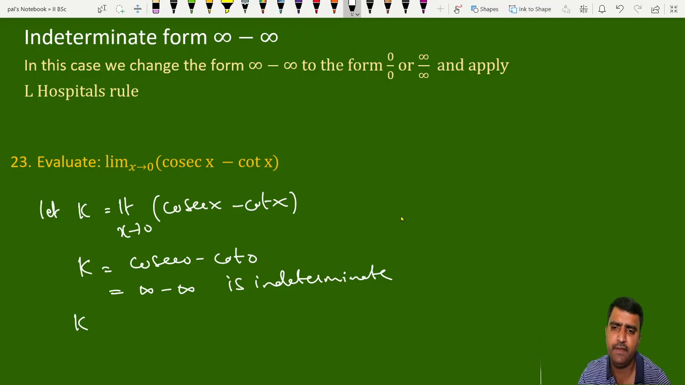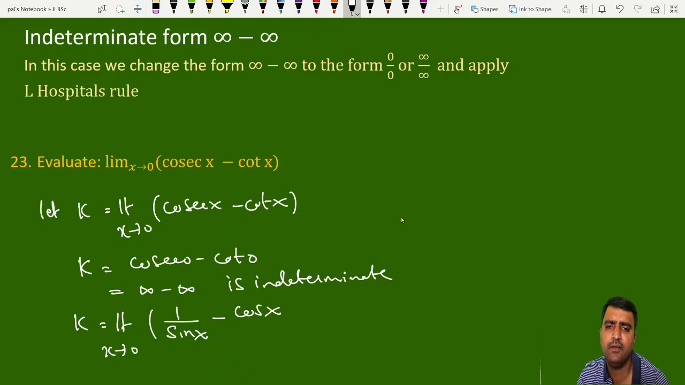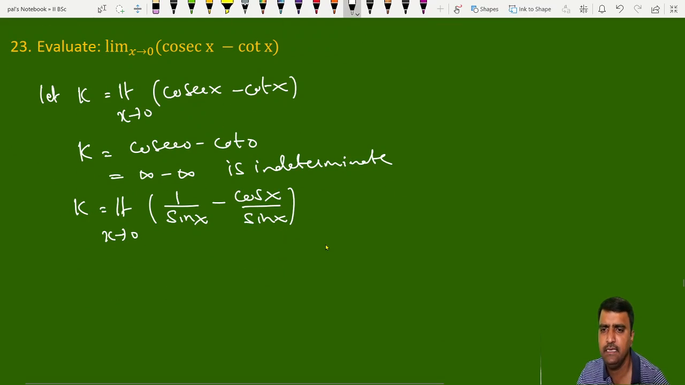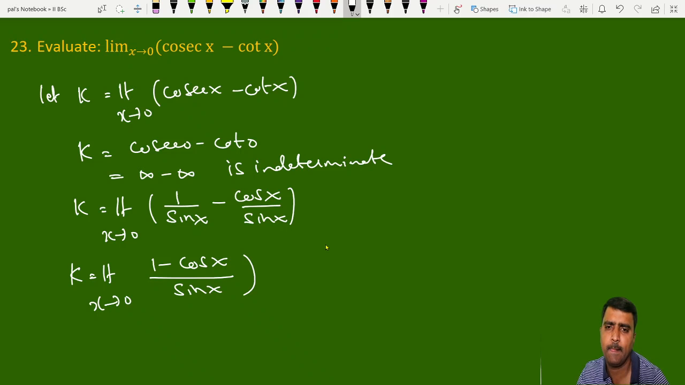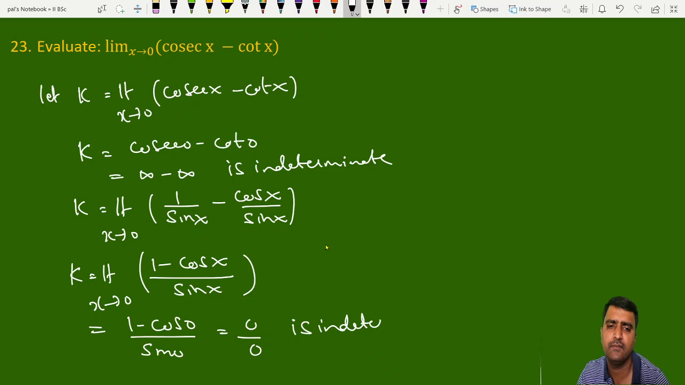Then you have to think about simplifying this one. You should think how to reduce this one to 0 by 0 or infinity by infinity form. As all of you know, cosecant x can be written as 1 by sin x, and cot x can be written as cos x by sin x. So both denominators are sin x. So you can write k is equal to limit x tends to 0 of 1 minus cos x, whole divided by sin x. If you apply the limit, it is 1 minus cos 0 by sin 0. Cos 0 is 1, 1 minus 1 is 0, sin 0 is 0, which is indeterminate. So now it reduces to 0 by 0 form.